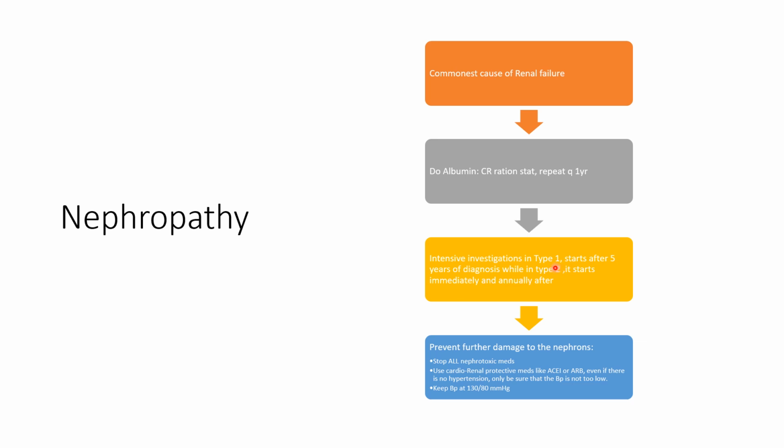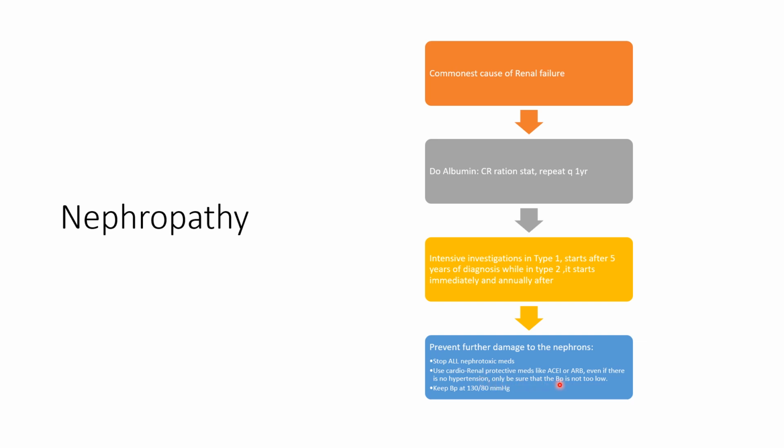If the patient has type 1 diabetes mellitus, we'll start investigating for diabetic nephropathy after 5 years of diagnosis. But if it is type 2, we'll start investigating immediately once the diagnosis is made, and then every year. We should prevent further damage to the nephrons by stopping all nephrotoxic medications and by using cardiorenal protective medications like angiotensin converting enzyme inhibitors, such as ramipril. But if there is hypersensitivity to that, you can change to angiotensin receptor blockers. Even if there is no hypertension, that is now the rule.